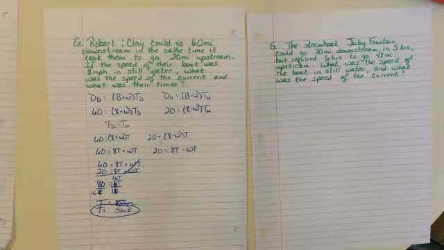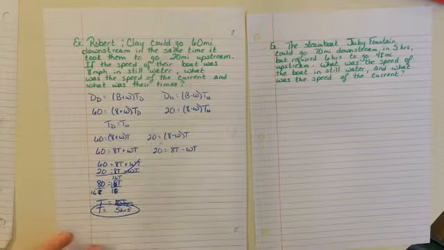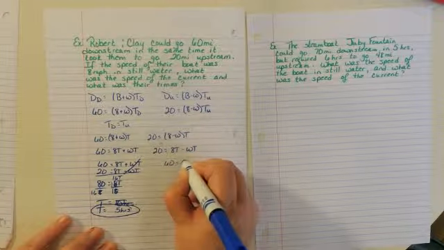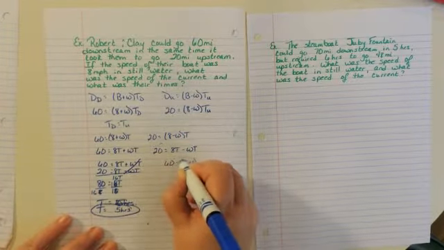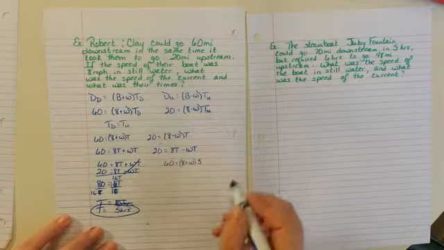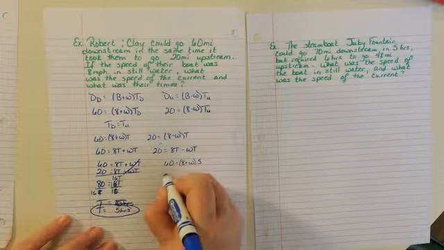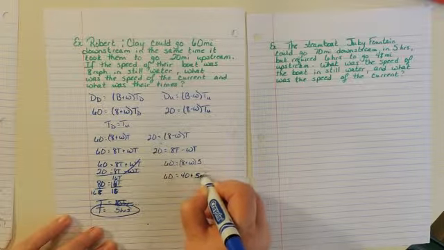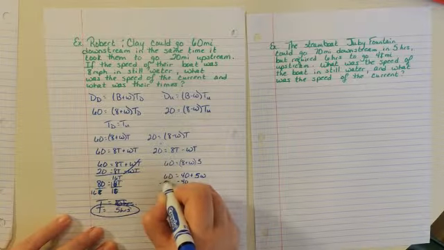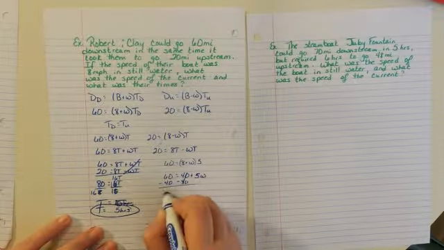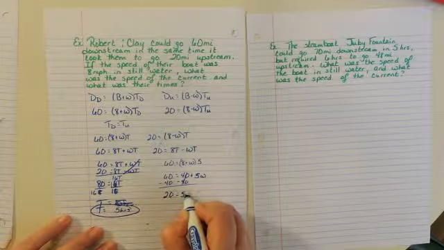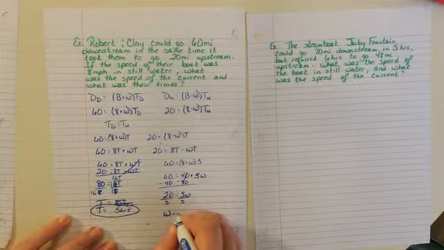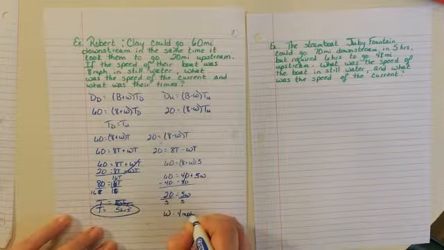Now we're going to solve for the w in both equations. So 60 equals 8 plus w times 5. 60 equals 40 plus 5w, minus 40 from both sides. 20 equals 5w, divided by 5. And the speed of the water is 4 miles per hour.